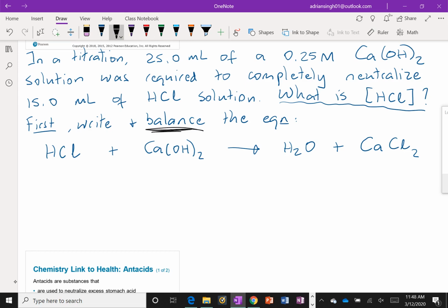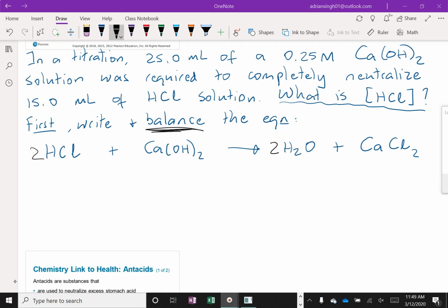We need to balance it first before we do anything, which you should do with every single equation. You want to make sure that it's balanced. So let's see. We have a total of 4 H's on the left side. We need 4 H's on the right, so we need a 2 in front of the H2O. That gives us 2 O's on the right, and we have 2 O's on the left. We have 1 calcium on the left, 1 calcium on the right. We have 2 chlorines on the right, so we need 2 chlorines on the left. We can put a 2 in front of the HCl, and we end up with our balanced equation.